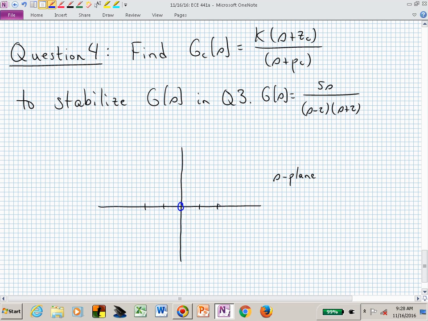Here's question 4. Moving on. What do we have? What do we want to do now to try to stabilize this system? We need to again change that segment between the origin and plus 2, don't we? How do we do that?